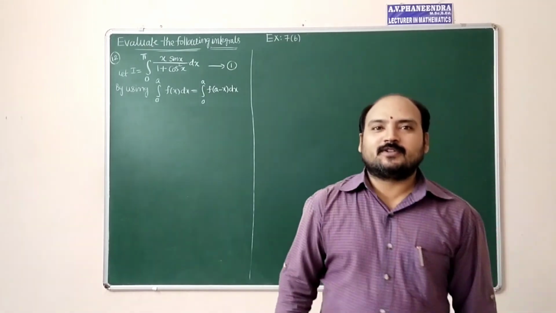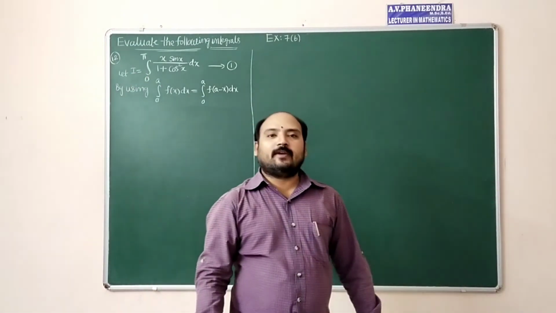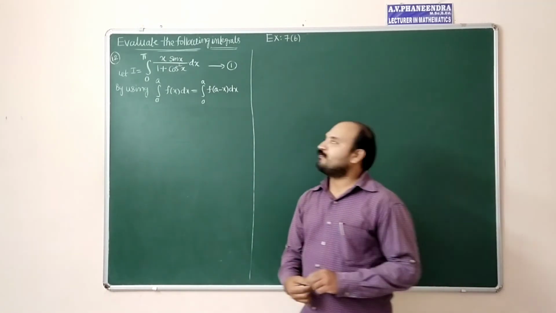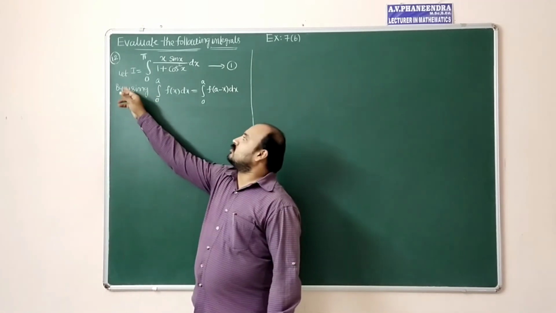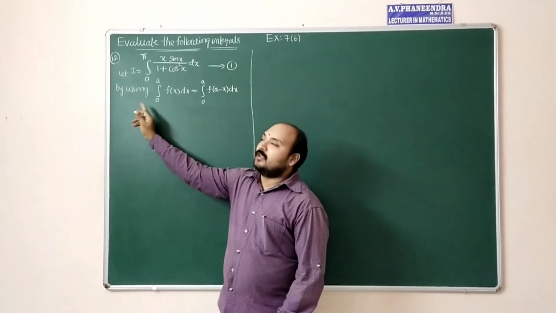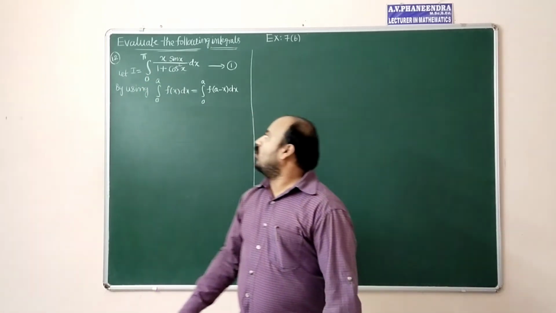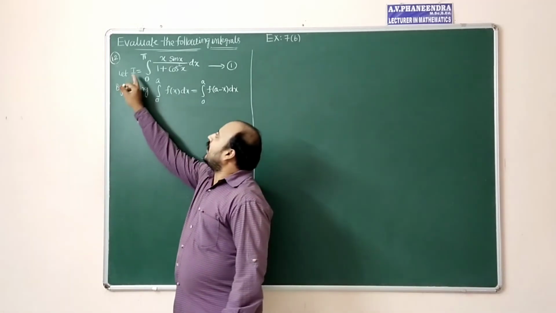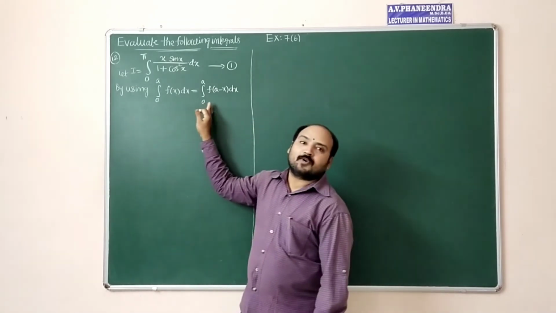The next question, dear students. Evaluate the integral from 0 to pi of x sin x by 1 plus cos square x dx. So here also, like previous problems, let us assume the given integral as I equal to integral 0 to pi x sin x by 1 plus cos square x dx. Put that as equation number 1.